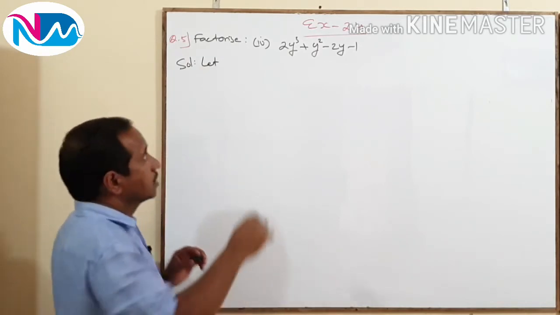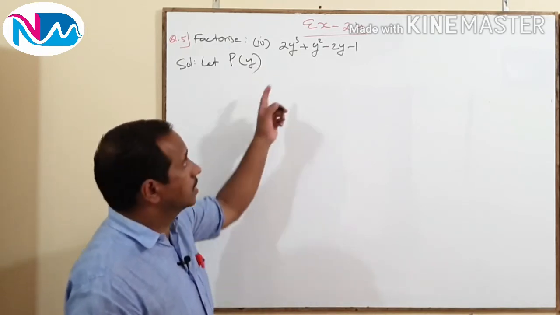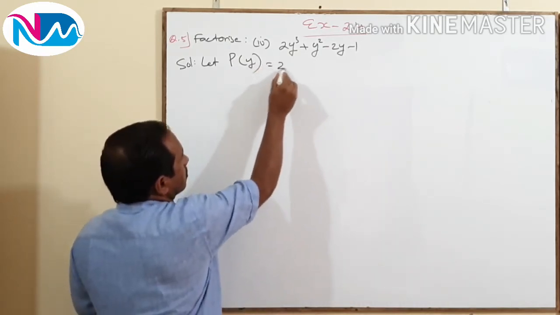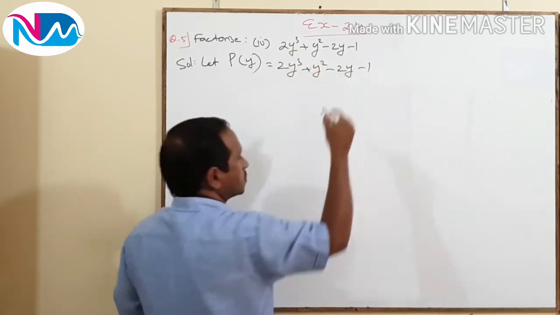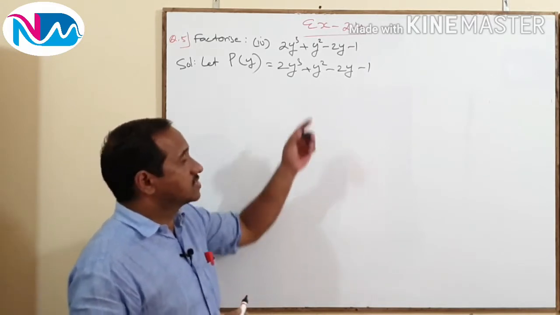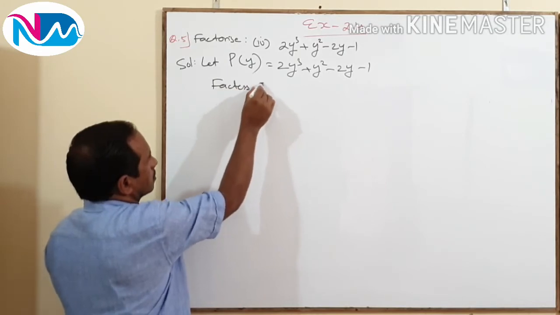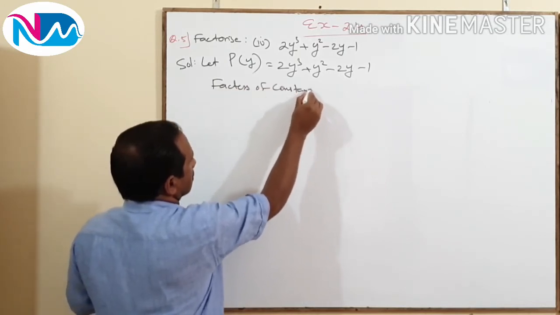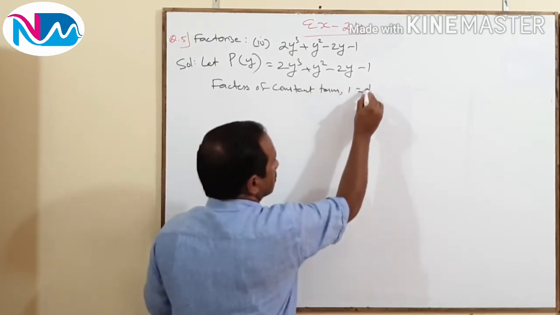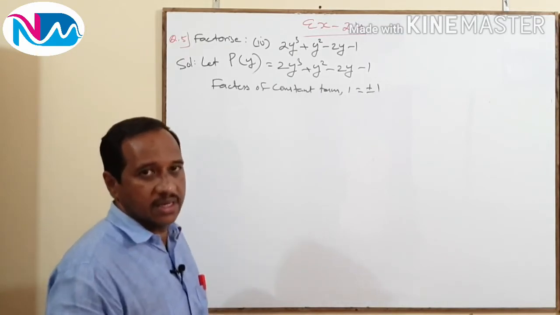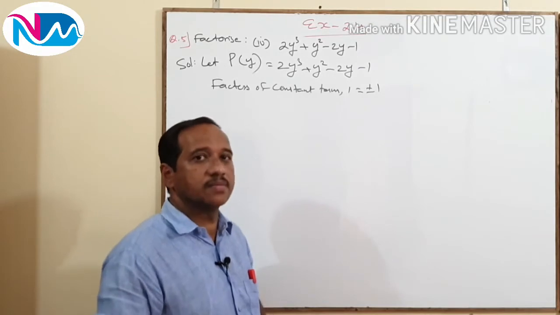Let the given polynomial be p of y, because the variable is y, is equal to 2y cube plus y square minus 2y minus 1. The constant term is 1. Factors of constant term 1 are plus or minus 1. Here 1 has possible factors plus 1 or minus 1.